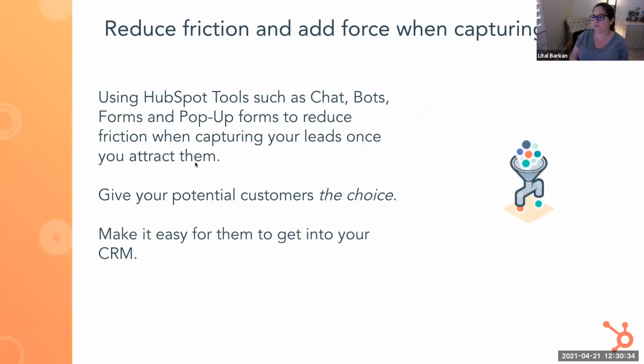So, friction and force when capturing leads. You can use the HubSpot tools that they offer: the chats, the bots, the forms, the pop-ups. All of these reduce friction in capturing leads after you've attracted them and they're on your site, by giving your potential customers the choice of how they want to engage with you. Some of them may be comfortable with chat. Others may not want to chat; they might want to fill out a form. Give them the choice to get in touch the way they want. Make it easier for them to get into your CRM. And that's really what the HubSpot tools do.